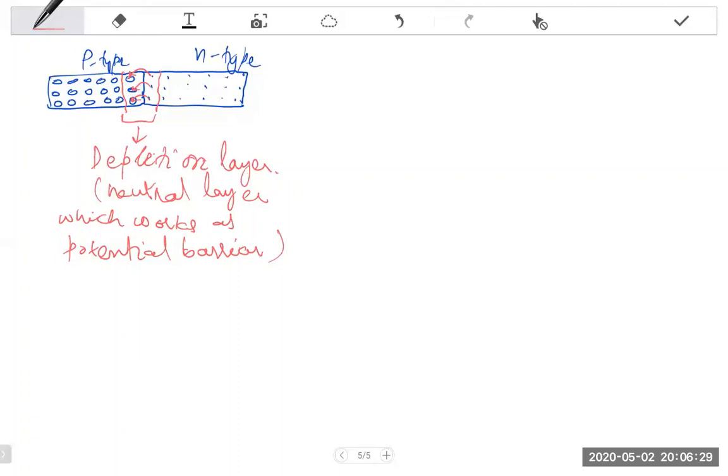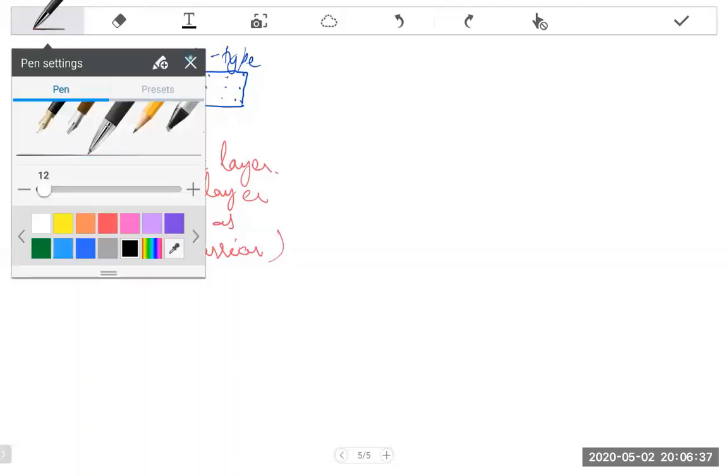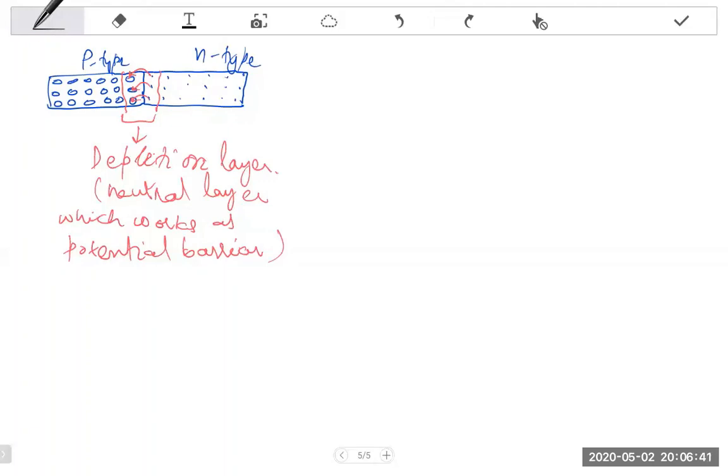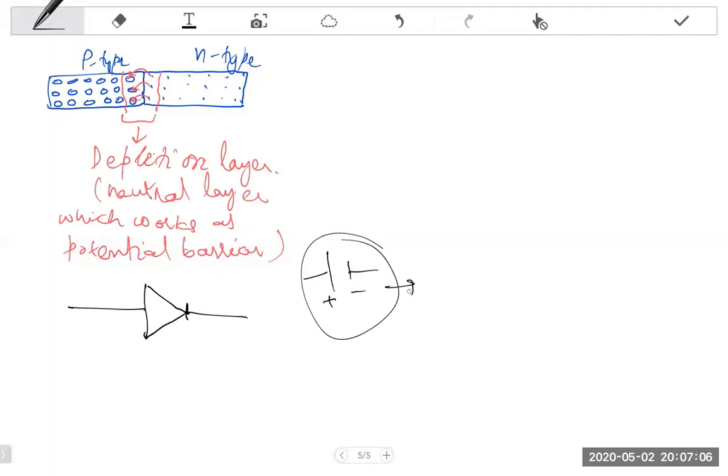Okay, but this is not a symbolic representation. For symbolic representation, you just make it like this. You need not draw this kind of stuff every time. Just a triangle and a wall. Simply make a triangle. See, this one is a bigger line, right? And this one is a smaller line, just like in a cell. The bigger line represents positive and the smaller line represents negative in a cell. In the same manner, this side is bigger, so it is for p-type. This one is smaller, so it is for n-type. But this is interpretation; it's not necessary to be mentioned. Okay. So this is actually the symbolic representation.